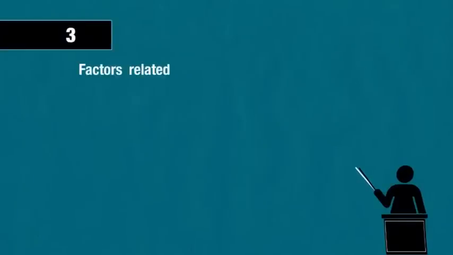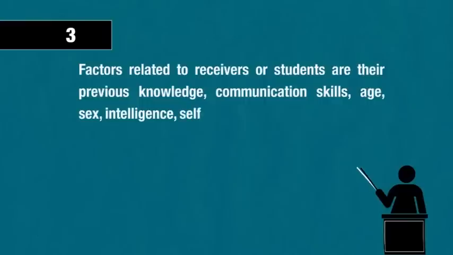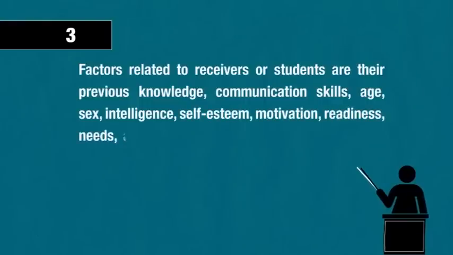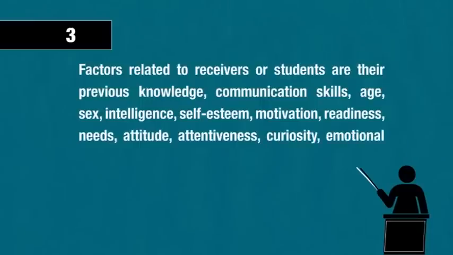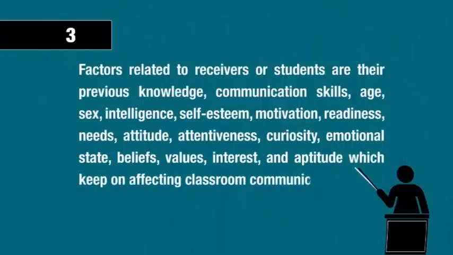Third, factors related to receivers or students are their previous knowledge, communication skills, age, sex, intelligence, self-esteem, motivation, readiness, needs, attitude, attentiveness, curiosity, emotional state, beliefs, values, interest, and aptitude, which keep on affecting classroom communication.